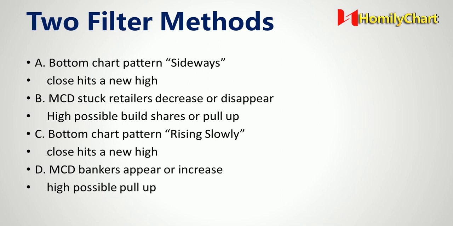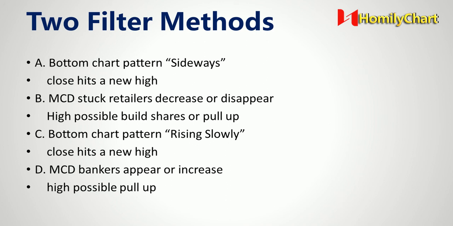The two filter methods. Just now I already showed you the three patterns of strong stocks. Then how to filter? This is the two filter method. The first one, bottom chart pattern, sideways. If you see the price is in the bottom, chart pattern sideways, you can choose this condition: close hits a new high.